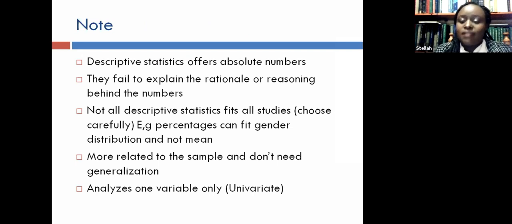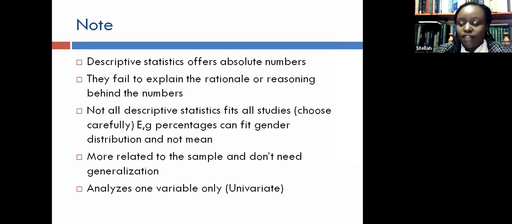Then remember, not all descriptive statistics fit all studies. So if you pick a paper or a research that used a mean or a median, it does not mean that you can replicate the same in the study you're conducting. So you have to choose carefully depending on the kind of study you're conducting. And I've given an example. If I'm looking at gender, you can use percentages to give you information on who are females and who are males. However, you cannot really use mean.